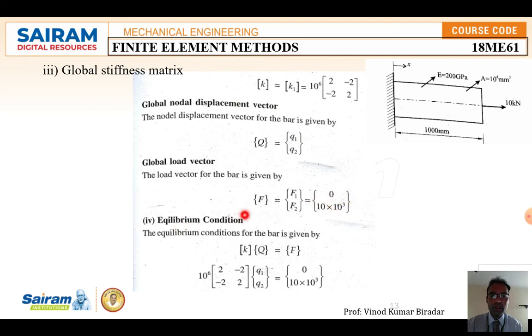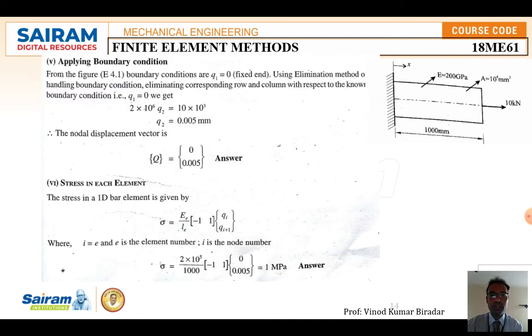Now go for step number 4, the equilibrium condition. The equilibrium condition for the bar is given by KQ equal to F, where Q is the displacement. K we already calculated, that is the global stiffness matrix; substitute all the values, Q value and F value. Here node number 1 2 1 2. Since node number 1 is fixed, the known values are displacement 0 and force 0. According to the elimination method, you have to delete.